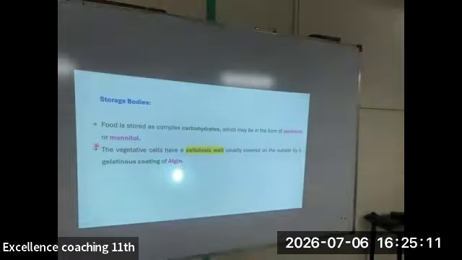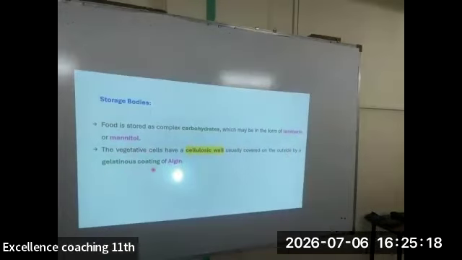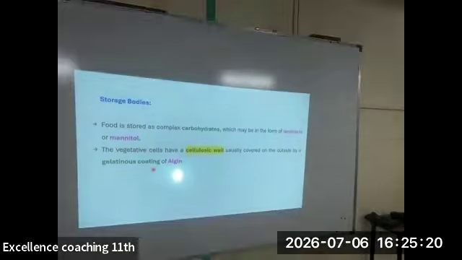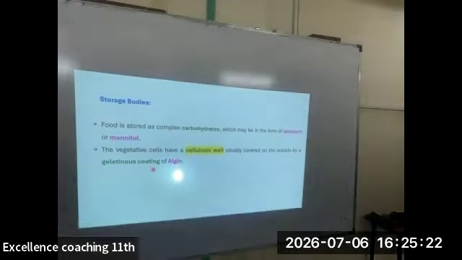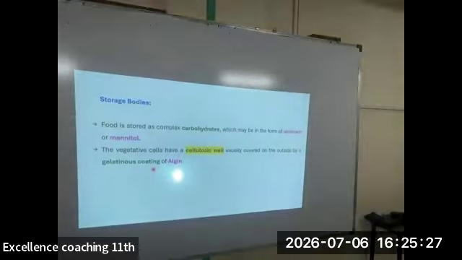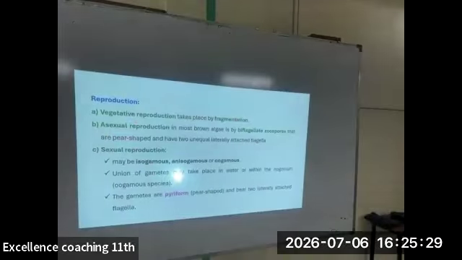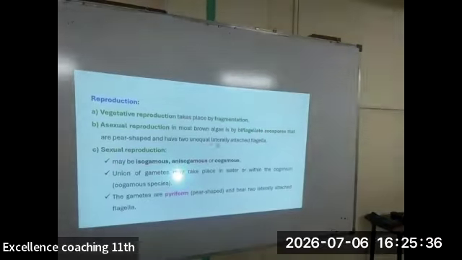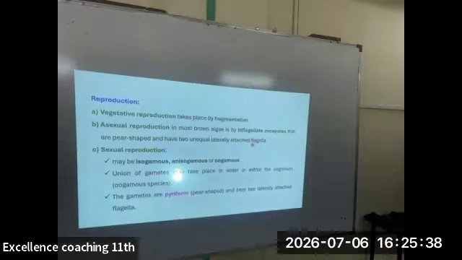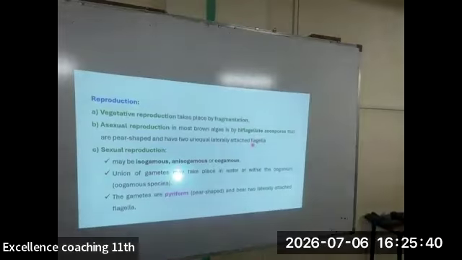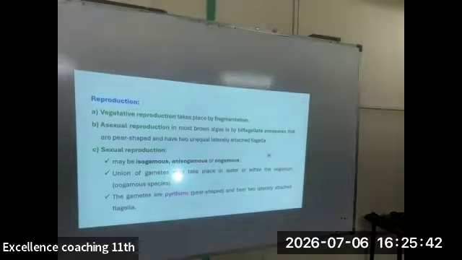Clear? Okay. Then vegetative cells have a cellulosic wall, usually covered outside by a gelatinous coating of algin. So there is an extra coating, made up of algin, which is mucus-like or gelatin-like. Reproduction is how? Vegetative fragmentation; asexual, by biflagellate zoospores, pear shaped, which have two unequal lateral attached flagellae. Okay, there are two lateral flagellae present.